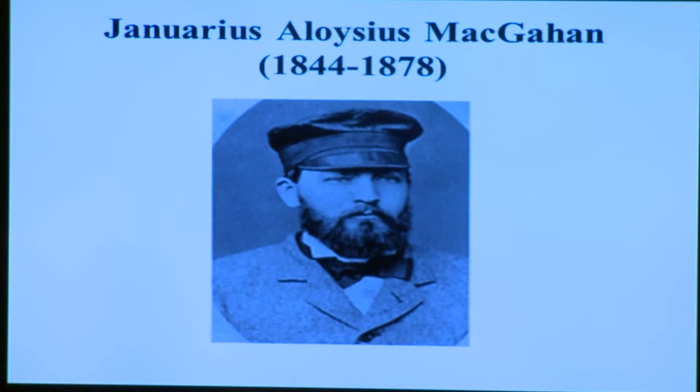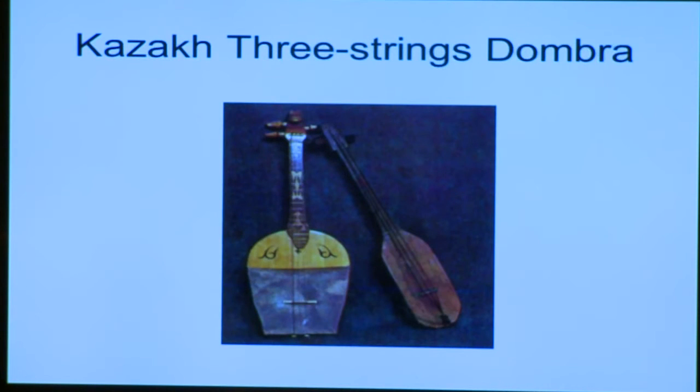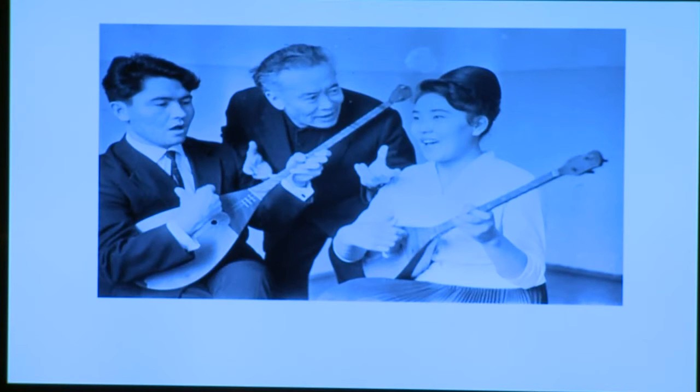It is known that MacGahan described historical monuments, music, culture, and the way of life of Kazakhs. And what is more interesting and unique for us is that he wrote about the Kazakh national instrument, the dombra, which was popular and is now very popular. Usually it has two strings, but he wrote that this dombra has a third string made of copper. It's a very rare musical instrument, and Kazakhs have used it since ancient times.